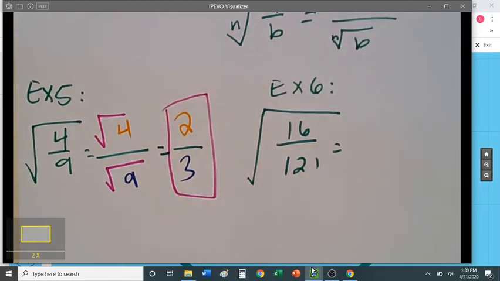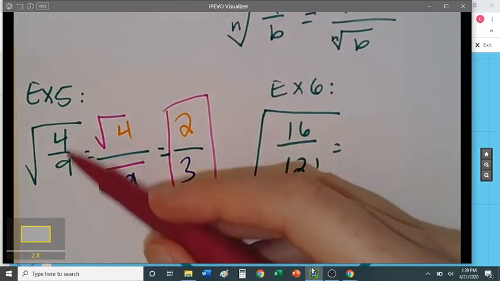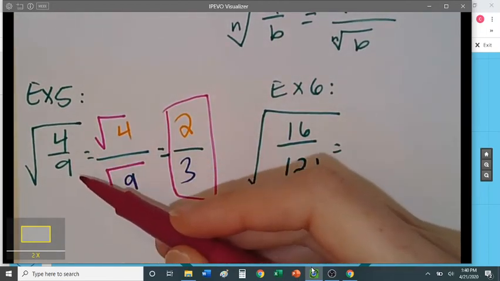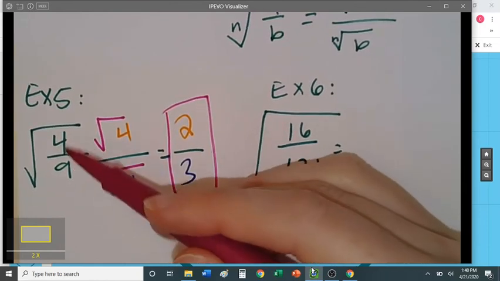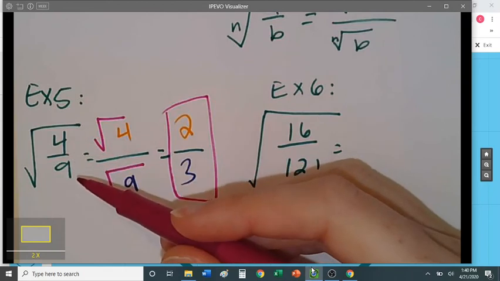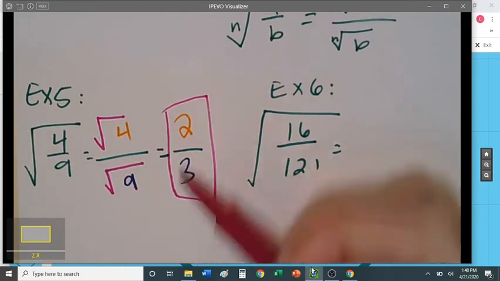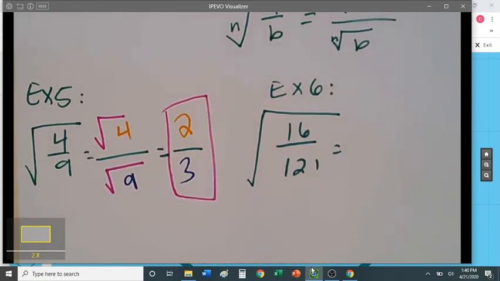And that's all you have to do. So if you can't simplify your fraction down into a number that you can square root, and you are able to square root the top and bottom, or your numerator and denominator, go ahead and just square root each piece and then be done with it. Okay, let's try example 6.